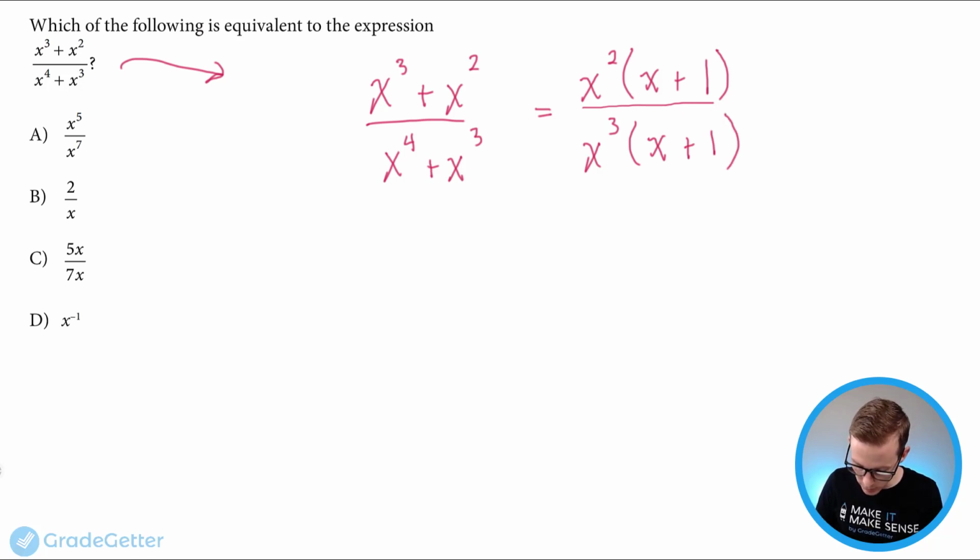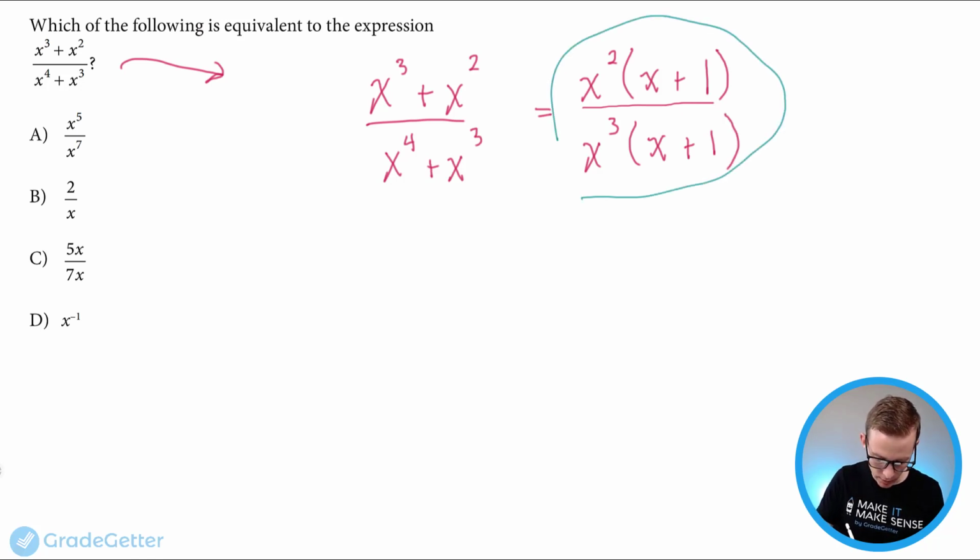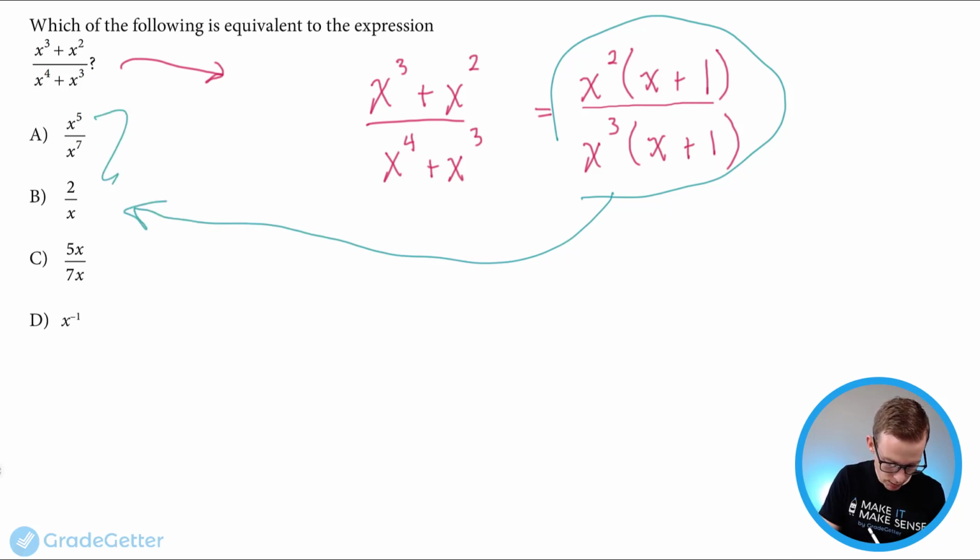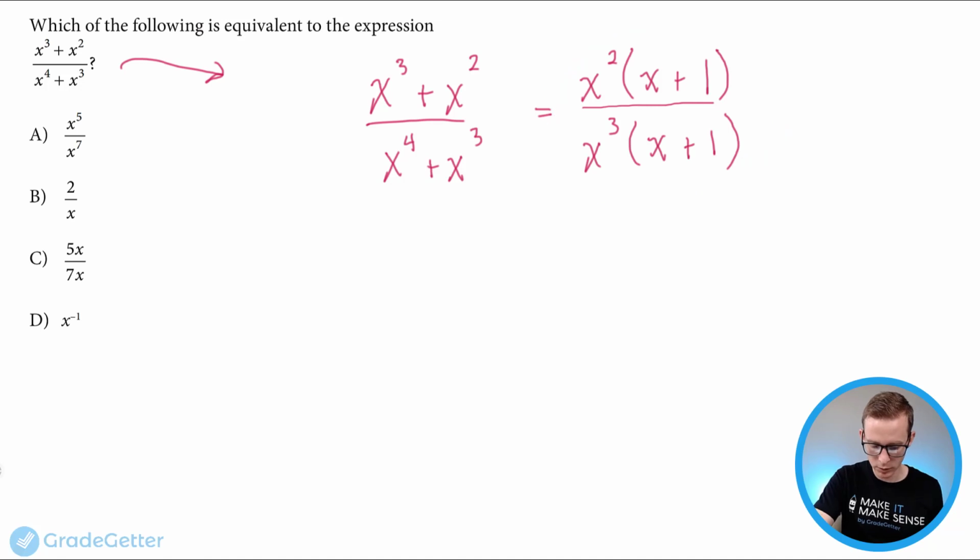Okay, well, I'm going to see now, is this written out over here anywhere? And of course the answer is no. So I've got more reducing that I need to do. Well, right away I see that my x plus 1s can cancel out with each other. It's x plus 1 over x plus 1, which just cancels out to be 1. So this is now x squared over x cubed.